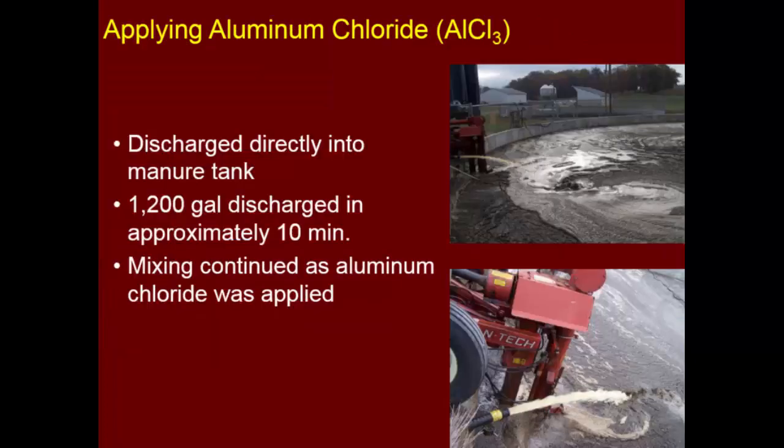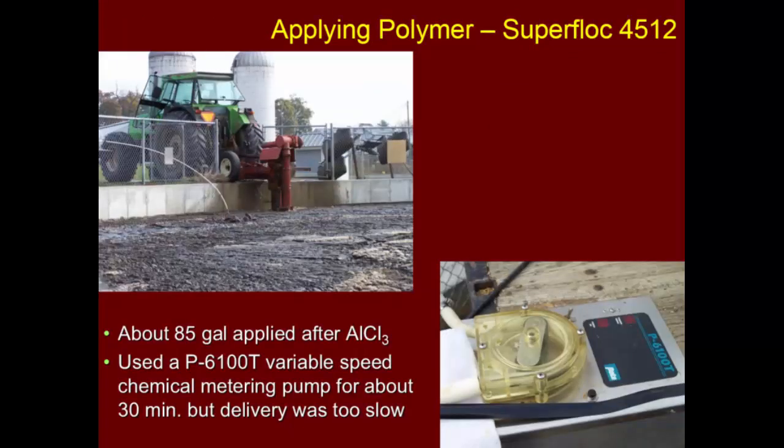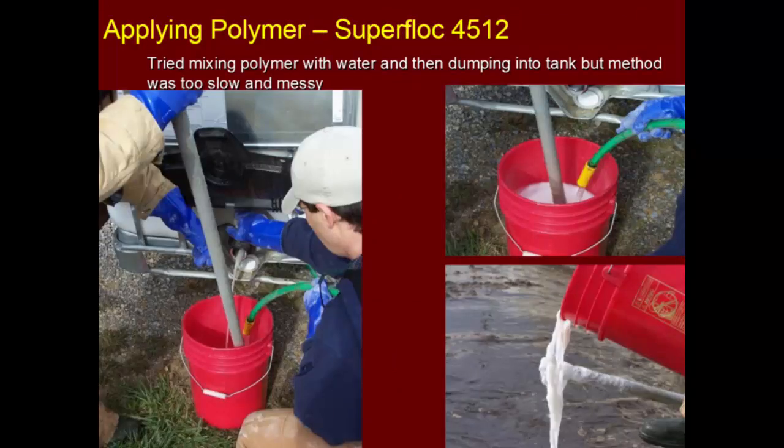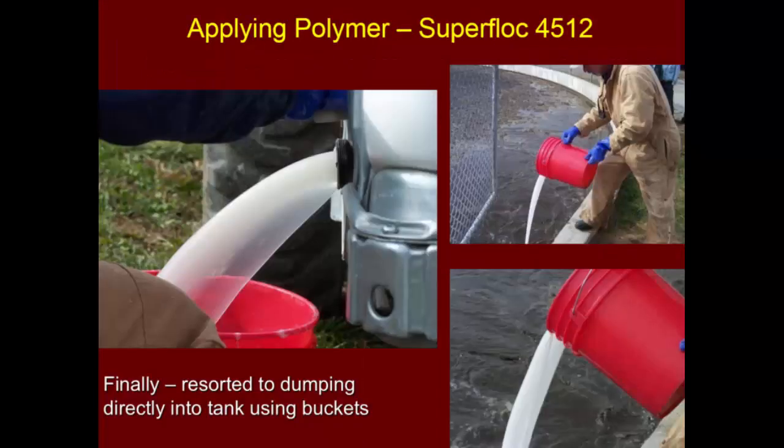We had to discharge this directly into the manure tank as we were mixing it. That's the aluminum chloride being discharged. The polymer was a little more of a challenge. If you have worked with polymers, you will know how hard it is to deploy them. We tried all sorts of ways, and then just decided to dump them. Yes, it's really gooey. It's really hard to work with.